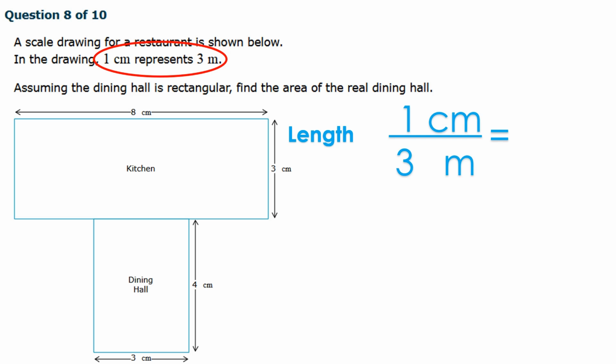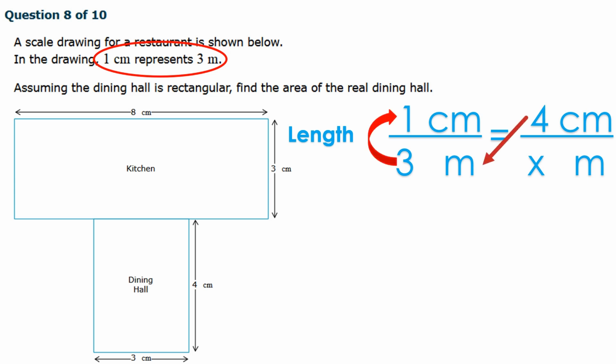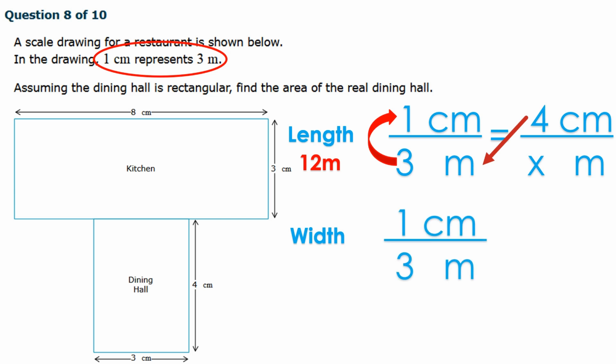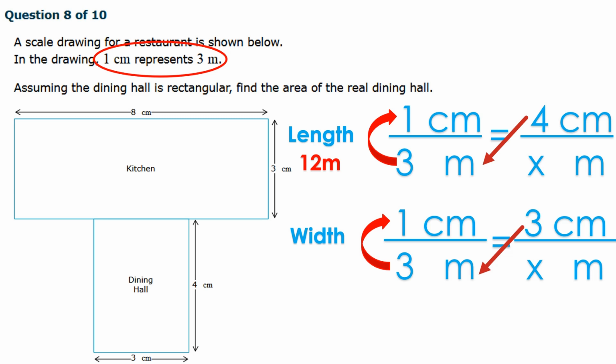In the picture, the dining hall is 4 centimeters long. So we multiply and divide, and we end up with a length of 12 meters. Then we look at the width, and the width is going to start with the scale factor again. Then we have 3 centimeters in width, so we multiply and we divide, and we end up with 9 meters for the actual width. Now, to find the area, we multiply the two together, and we get 108 meters squared.